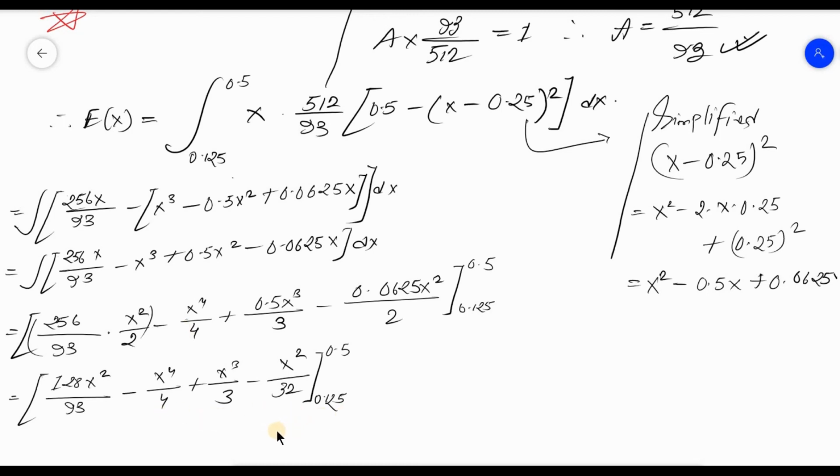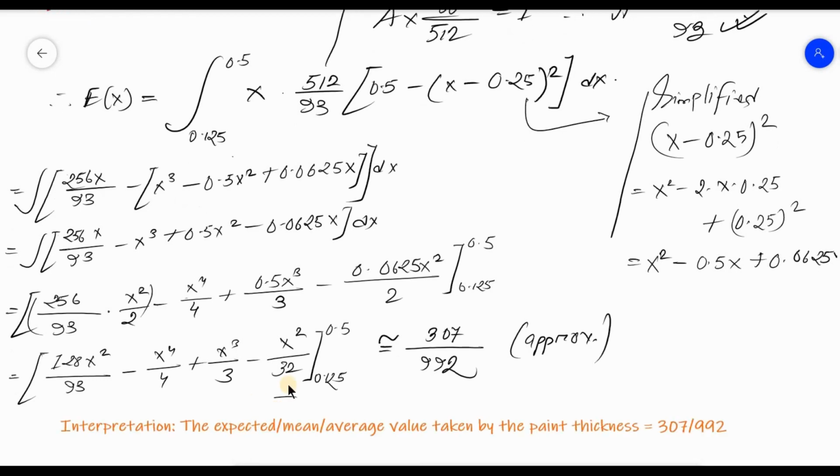If we do the integration and put in the values, we'll get approximately 307 over 992. This is an approximate value. So by determining the expected value using this formula, we end up with this value, and the interpretation states that the expected or the mean or the average value taken by the paint thickness in this case is equal to 307 by 992 millimeters approximately.